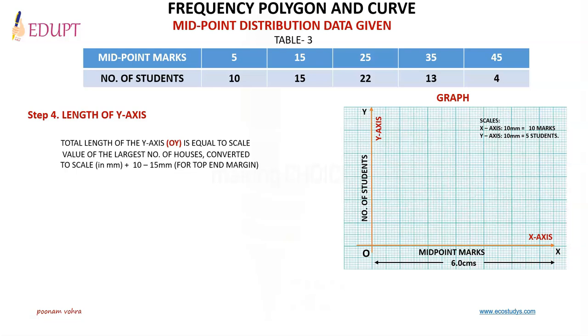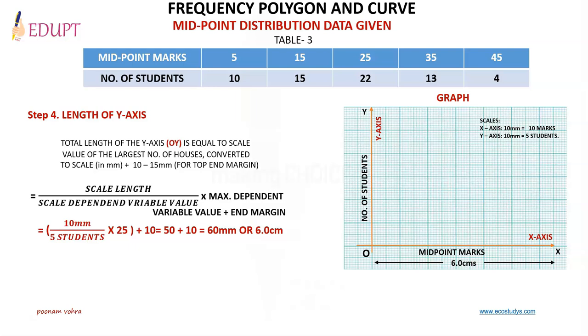Then we shall decide about the length of y-axis as scale length divided by scale dependent variable value into maximum dependent variable value plus end margin. Length is 10 millimeters divided by 5 students into 25, which is the maximum value here, plus 10 makes it 6 centimeters. So length of y-axis would be 6 centimeters.